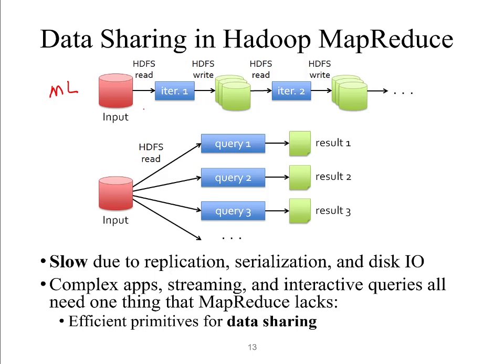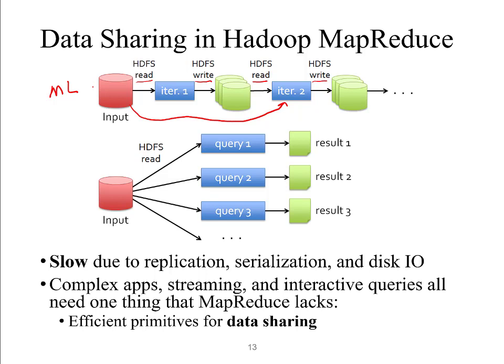For each iteration, you need to read from HDFS and write the result to HDFS. And for the next iteration, you need to read from HDFS again and write to HDFS, and so on and so forth. For most machine learning tasks, in each iteration, you will not only read the intermediate results from a previous iteration, you also read data from the input again.